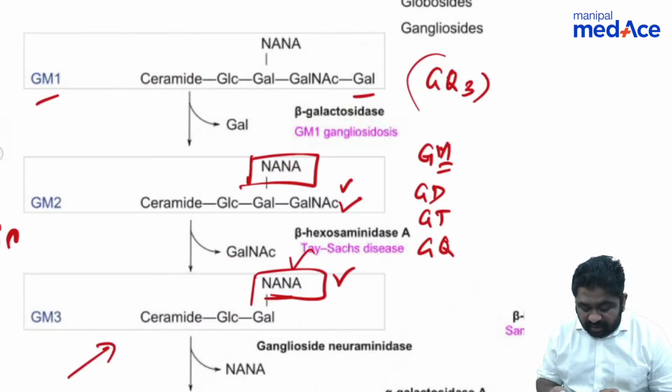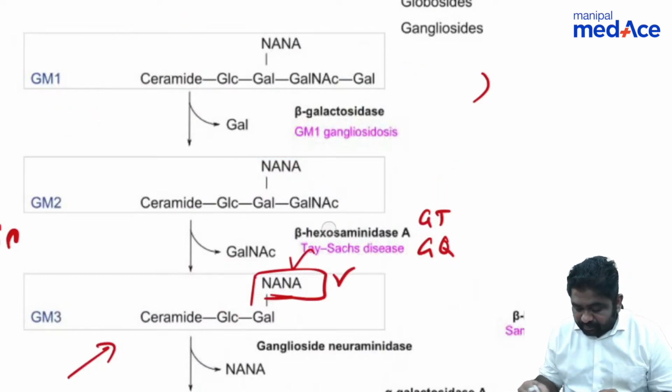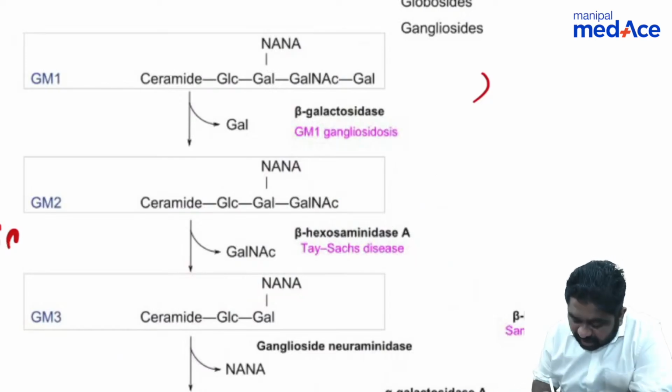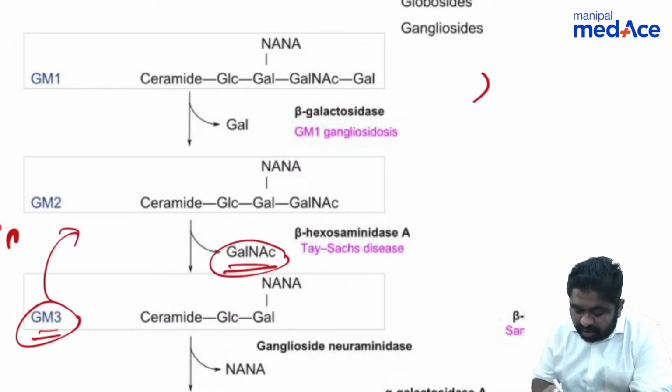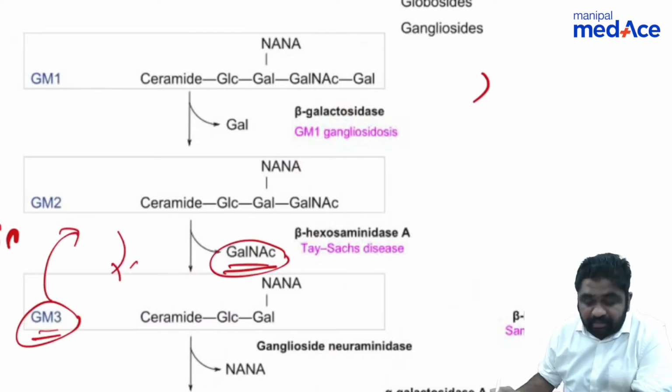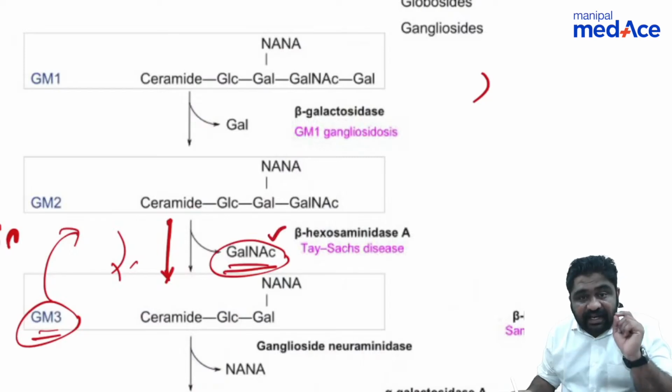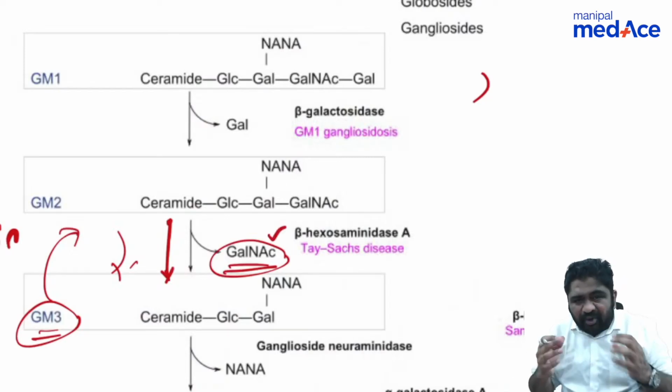Excellent, human nature, very good. Okay, now let's move here. Look at this part. We have galnac added to the GM3 to become GM2. Now, if GM2 has to become GM3, it has to lose what? The galnac. Now, galnac means what? N-acetyl galactosamine.